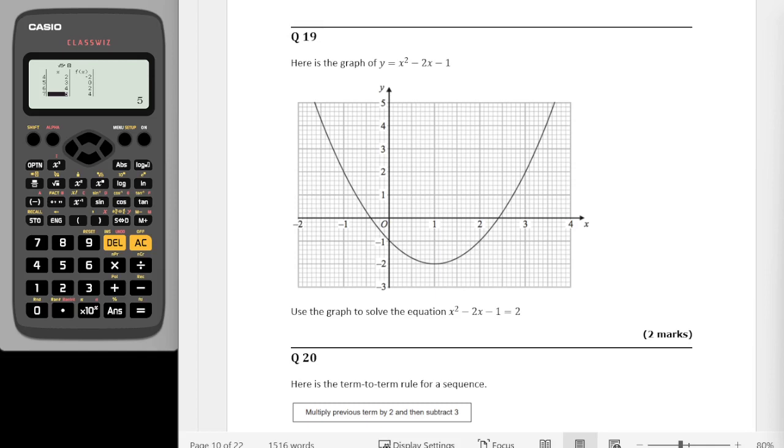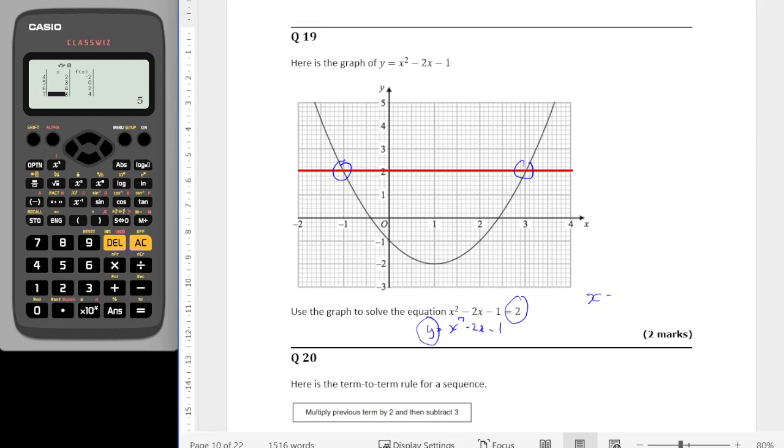So what I'm going to do is draw the line. Well, if I compare this with the equation that I started with, so this is the equation of y is equal to x squared minus 2x minus 1. So the difference here is y and 2. So I want to draw the line of y is equal to 2. So that's going to be this line here. Let me just put that in neater. Okay, and then my estimate is just where they intersect. So they intersect there and there. So the solutions are when x is equal to minus 1 or x is equal to 3.